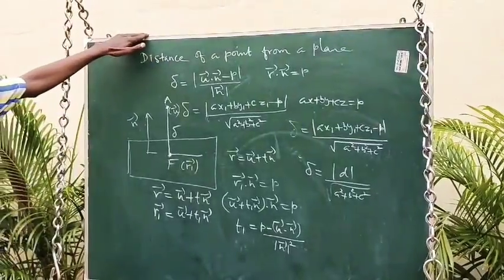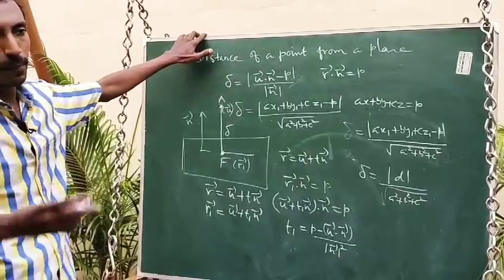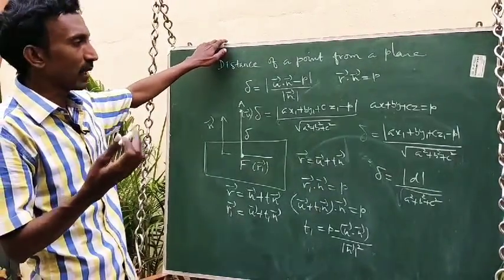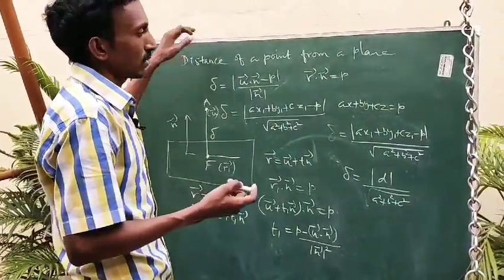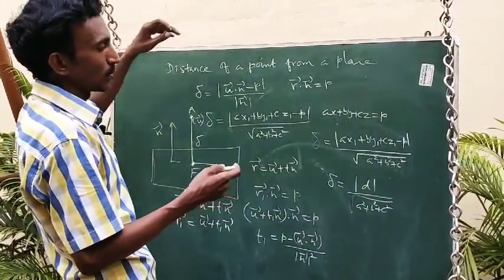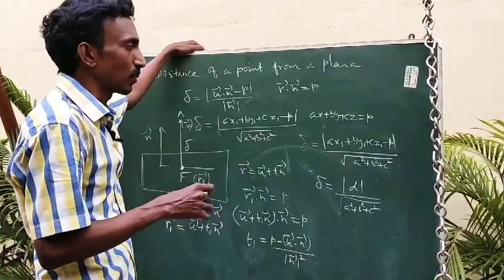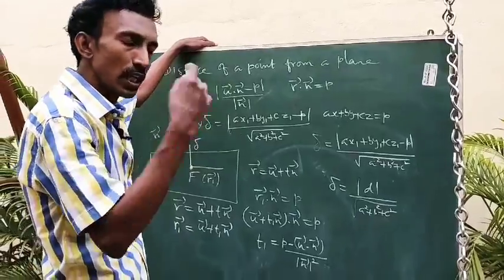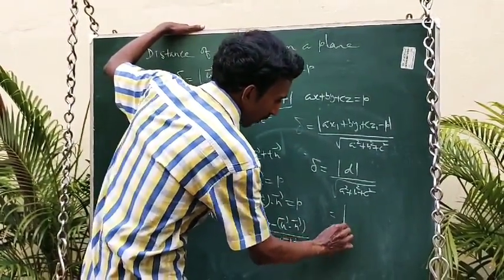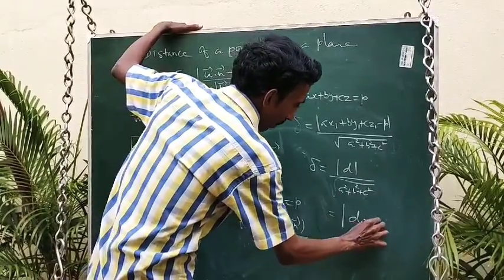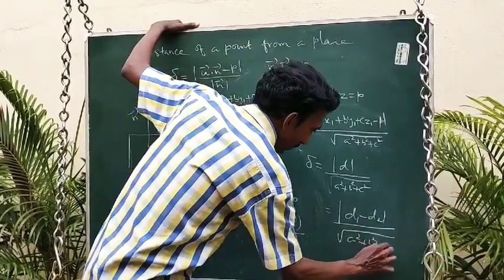It is the perpendicular distance from the origin and the plane. Suppose two parallel planes are given. For example, the first one is ax plus by plus cz plus d1 equal to 0. Second one is ax plus by plus cz plus d2 equal to 0. Then the perpendicular distance between the parallel planes is magnitude of d1 minus d2 by root of a square plus b square plus c square.